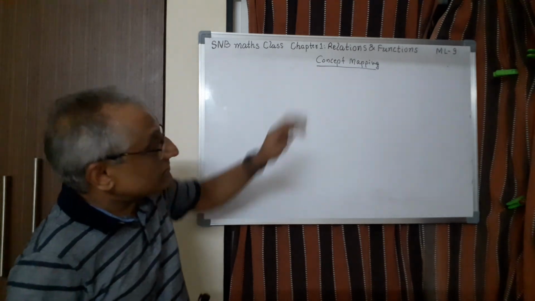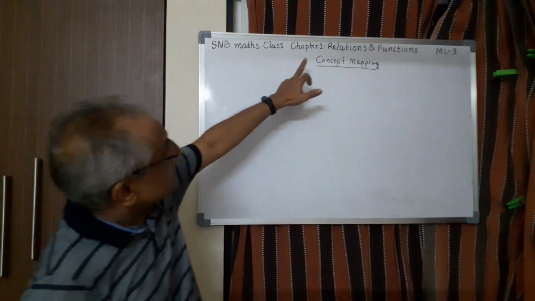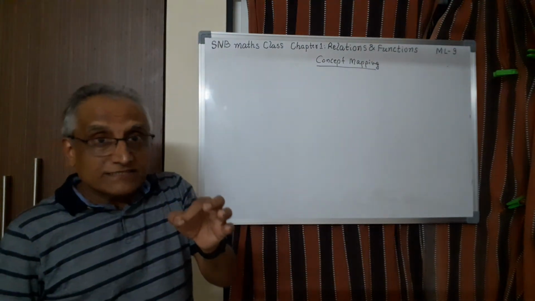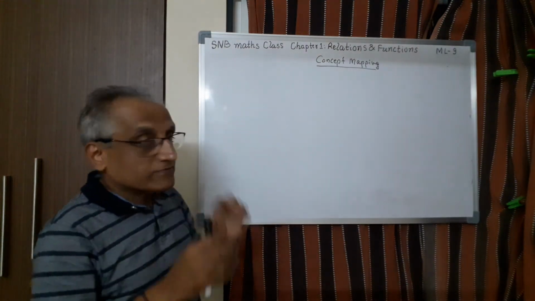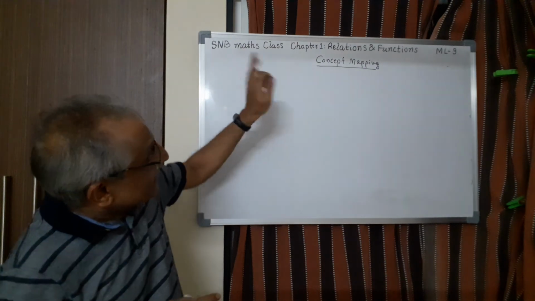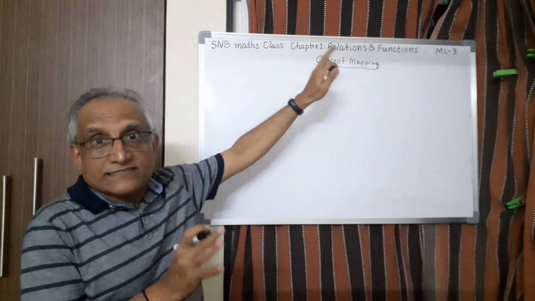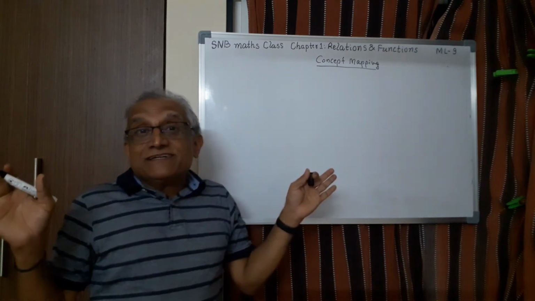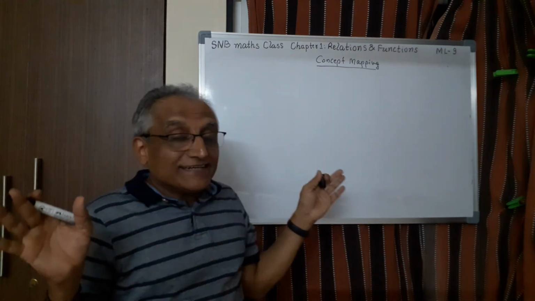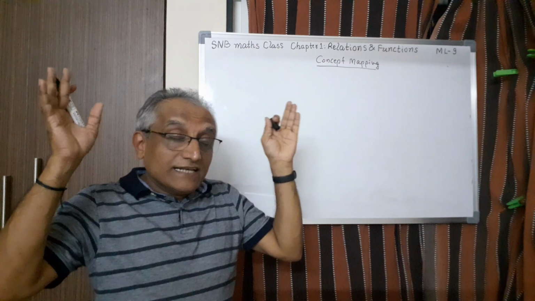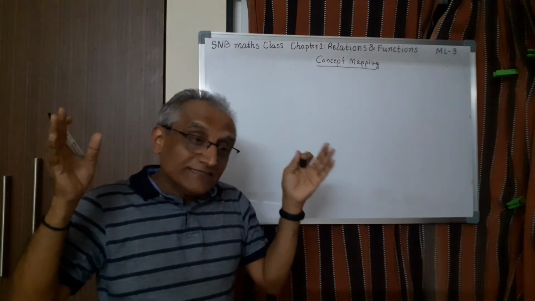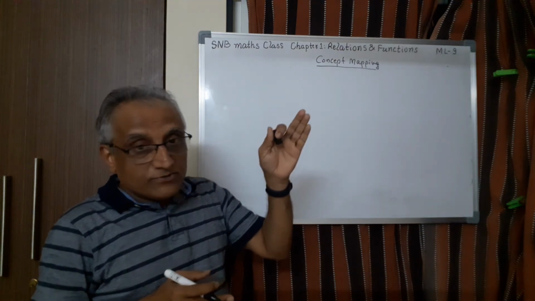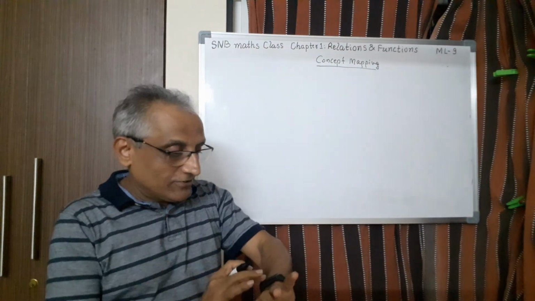So here, concept mapping means that once you complete a chapter, any chapter, like relations and functions, since this is the first chapter, I am just presenting before you the method of concept mapping. At the end of the lesson, say now 9 lessons are completed. You started with relation, sometimes even that is difficult, then we came to function, then we came to binary operation. Now it is the end of it.